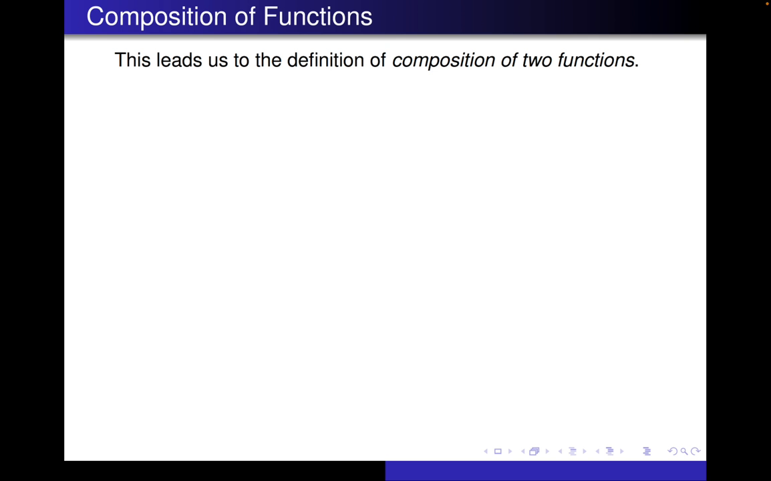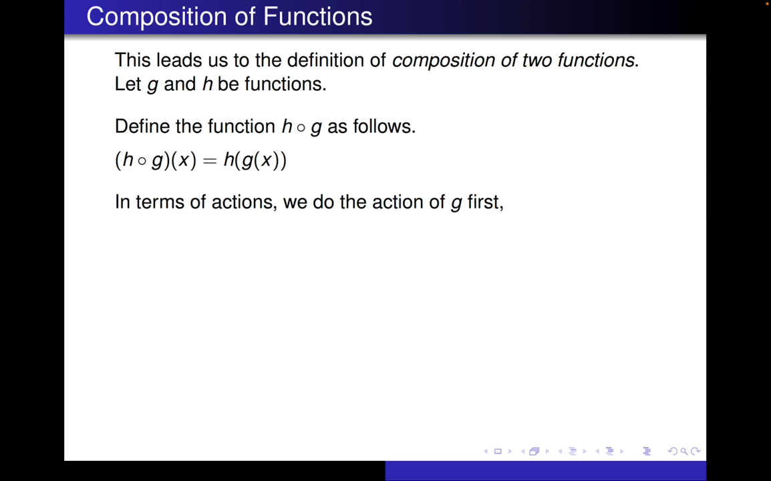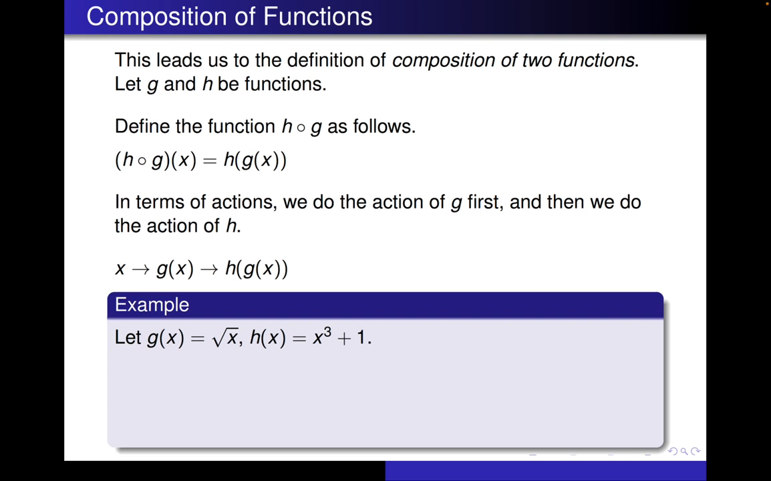So this is how we're going to define the composition of two functions. If you have g and h are functions, the function h circle g, which is the composition of h and g, is just going to be h circle g of x equals h of g of x. In terms of actions, we do the action of g first, then we do the action of h. So visually, that means we start with x, we do g first to get g of x, and then we do h to that output, h of g of x, gives us the composition of functions.